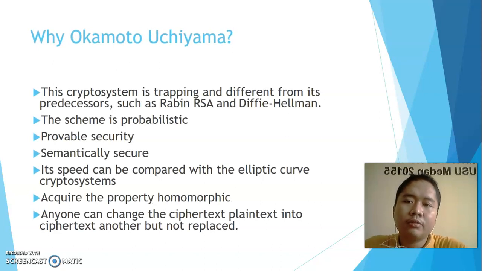And why do I use Okamoto Uchiyama? First, this cryptosystem is different from its predecessors such as Rabin, RSA and Diffie-Hellman. It is probabilistic, provably secure, and semantically secure. Its speed can be compared with elliptic curve cryptosystems. It has the homomorphic property, and anyone can change a ciphertext into another ciphertext, but not replace it.